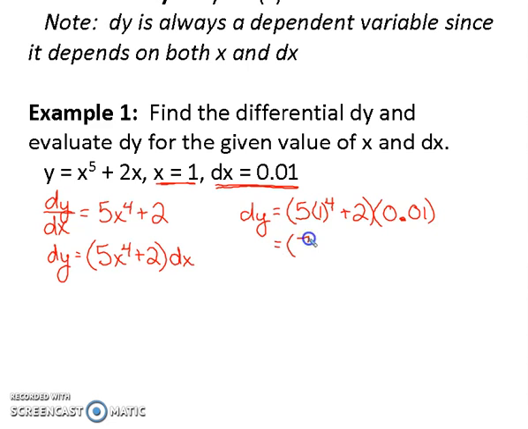And then you just do those calculations. So 5 plus 2 is going to give you 7, times 0.01. And you're going to get a final answer of 0.07. So what that 0.07 represents, it means that with the function y equals x to the fifth plus 2x, when x has a value of 1 and is changing at the rate of 0.01, then the y value would be changing at a rate of 0.07. That's how that exactly works out.